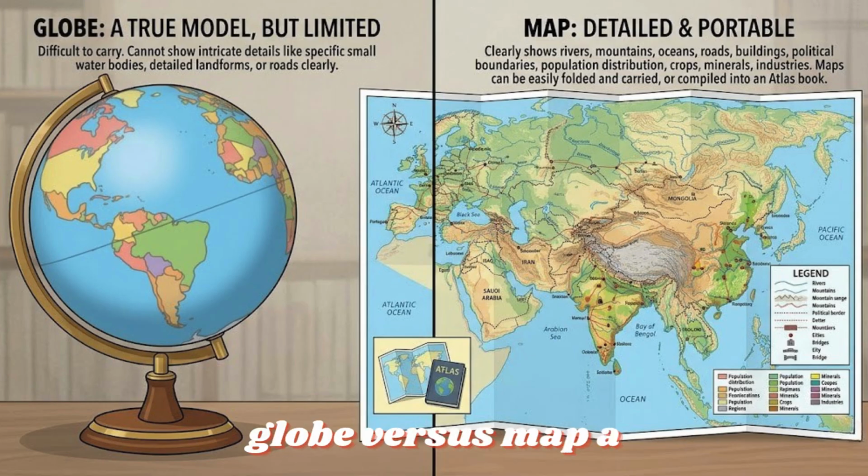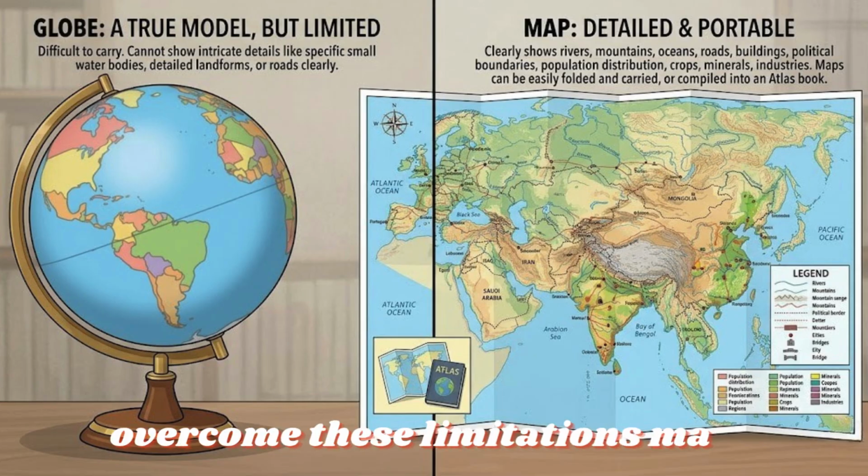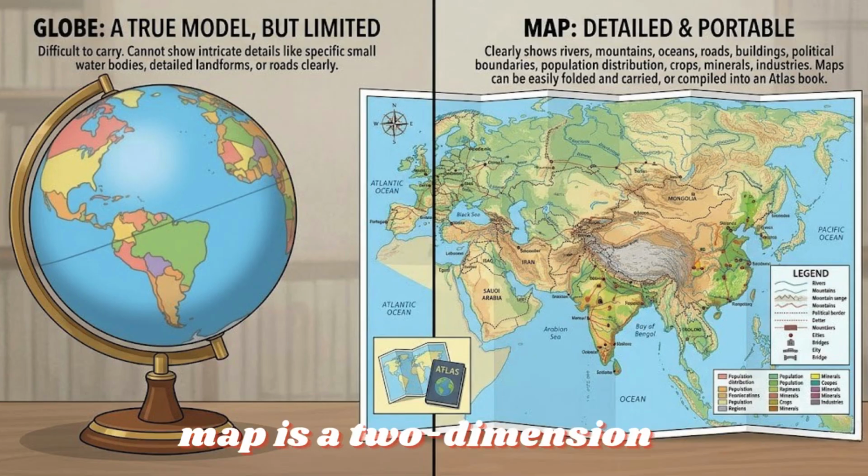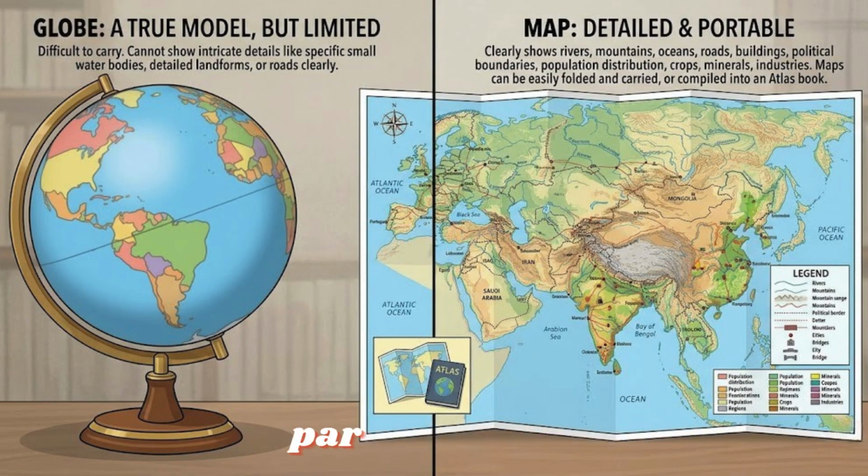Globe versus Map. A globe is a true model of the Earth, but it has limitations. It cannot clearly show detailed features like water bodies and landforms, and it's difficult to carry around. To overcome these limitations, maps were developed. A map is a two-dimensional drawing of the Earth's surface or part of it.